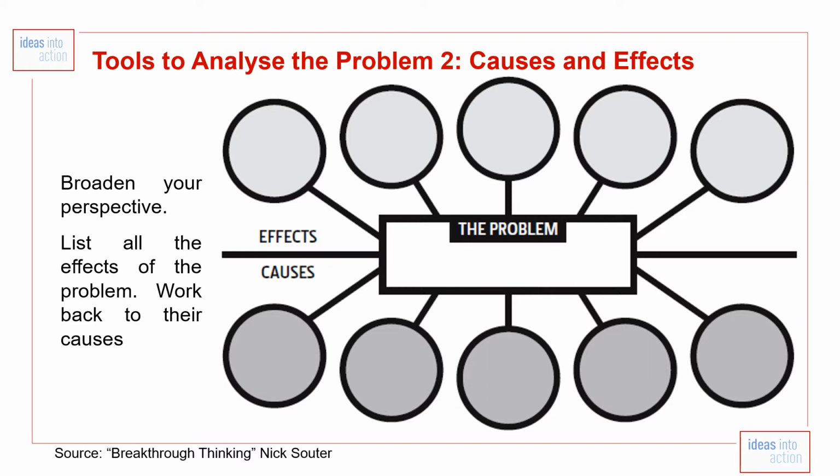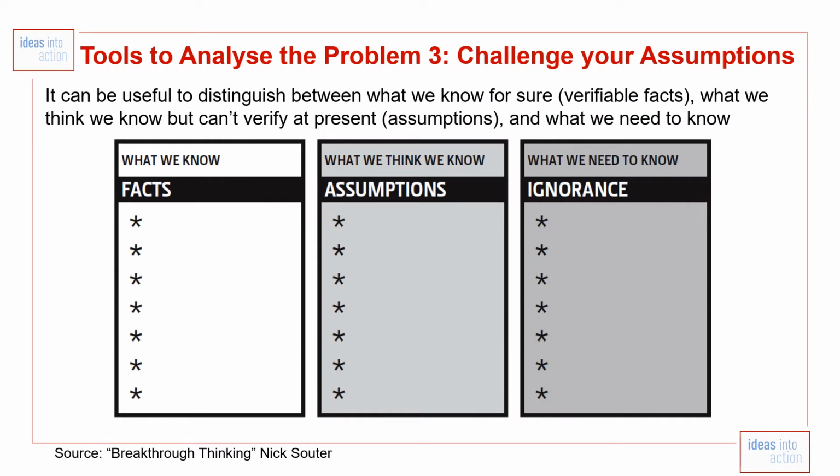The third tool that we can use to analyse the problem is one which challenges our assumptions, and it brings to mind the famous quote from Donald Rumsfeld, which he made at a NATO headquarters press conference on the 6th of June 2002. "There are things we know that we know. There are known unknowns. That is to say, there are things that we now know we don't know, but there are also unknown unknowns. There are things we do not know we don't know." Try saying that in a hurry.